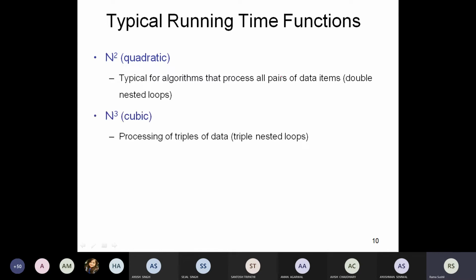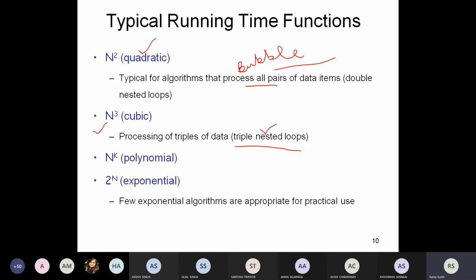You work with the pairs, so maybe you will find the complexity quadratic in that case. We will see, but it's just a sample idea for you that in this way you may think of such types of complexities. Cubic: processing triples of the data, when you have a combination of three sets of data, or there are triple nested loops, then you may find the complexity of n cube nature, and n to the power k polynomial nature, and 2 to the power n exponential.